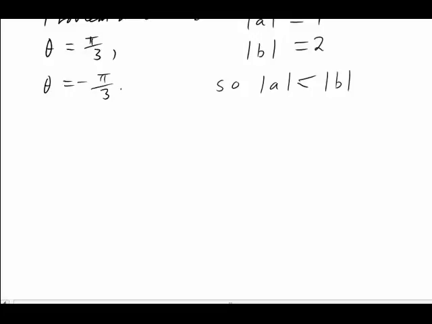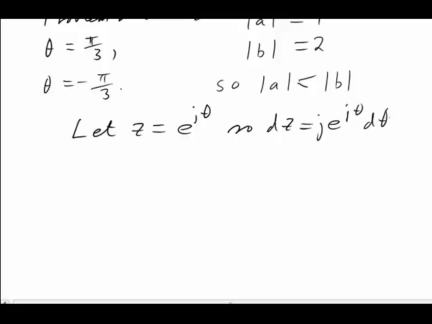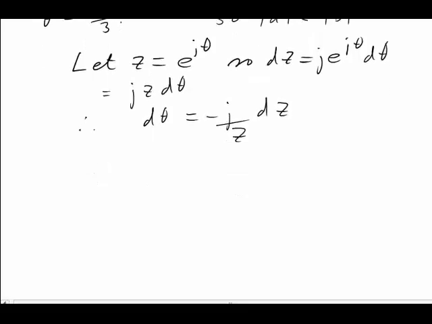Okay, here we go. We do the usual things. Let z be e to the j theta. So dz is j e to the j theta d theta, which is jz d theta. And therefore, d theta is, as usual, negative j over z dz. Also, in the usual way, cos theta, using the Euler formula, is a half z plus 1 over z.